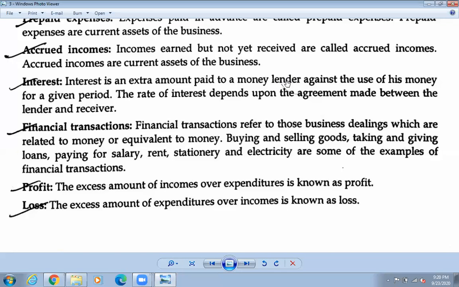The rate of interest depends upon the agreement made by the lender and the receiver. So whatever percent you agreed to, 5%, 10%, 20%, 24%.